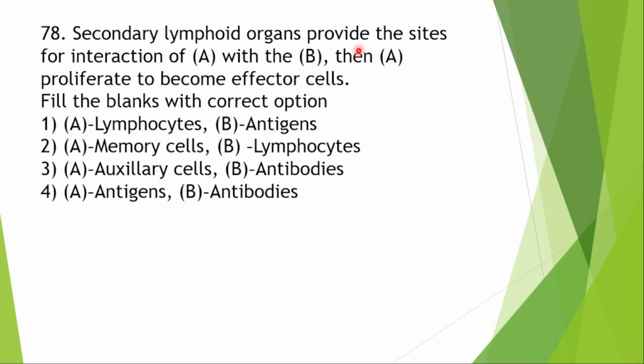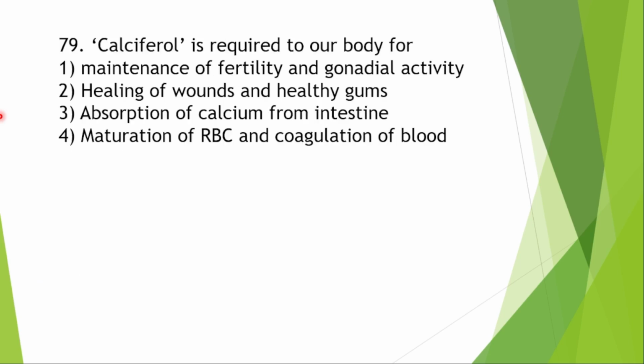78. Secondary lymphoid organs provide the sites for the interaction of A with the B. Then A proliferates to become effector cells. Fill the blanks with the correct option. Here A is lymphocyte and then B is antigen.